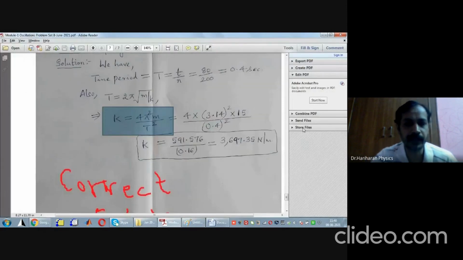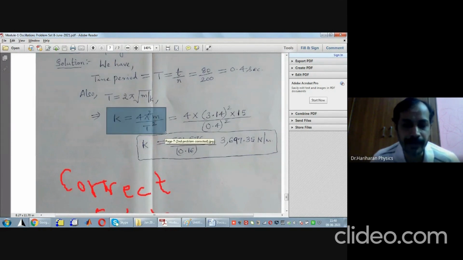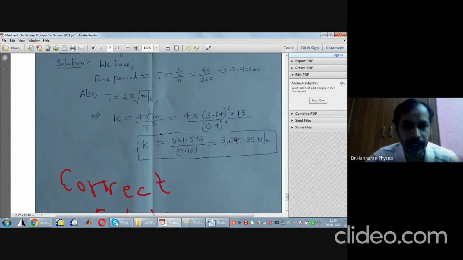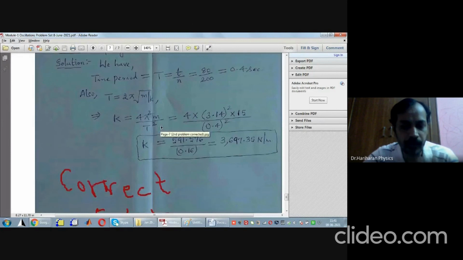So what is the expression for the spring constant? By simply squaring this equation on both sides and rearranging, I get an expression for spring constant k, and spring constant k is given by 4 pi squared m by T squared. You see that in this step, my quantity in question has been expressed in terms of known quantities, and to go from this step to this step, I took only 1 or 2 mathematical steps.